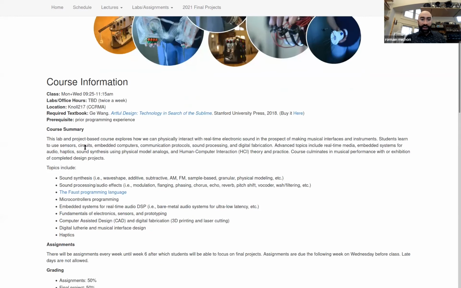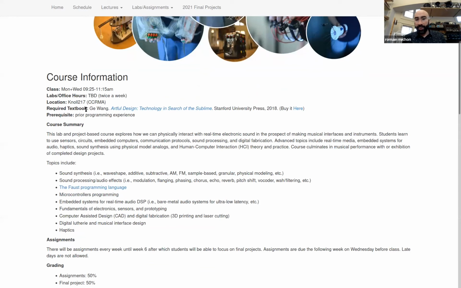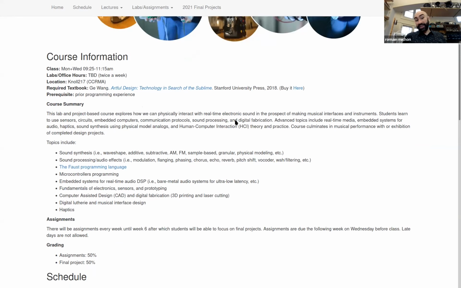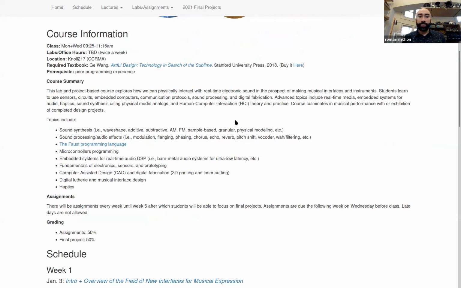There is a required textbook for this class, which is a textbook by Ge Wang, who's a faculty member at CCRMA as well. The name of the textbook is Artful Design: Technology in Search of the Sublime. If you don't already have it, you can just buy it on Amazon by clicking the link on the website, and it's probably available at the Stanford bookstore as well. Okay, to take this class, there is no proper prerequisite.